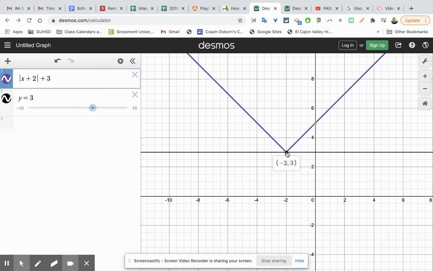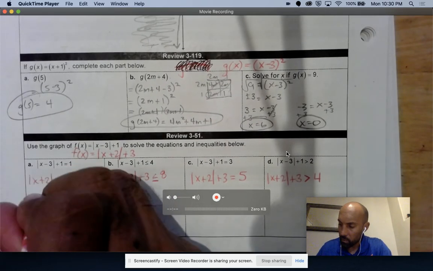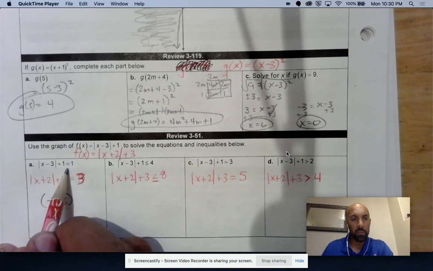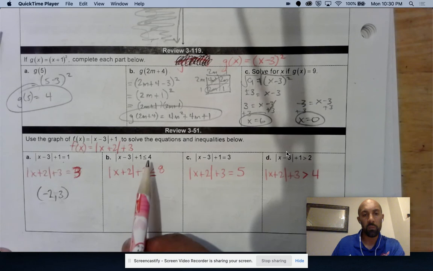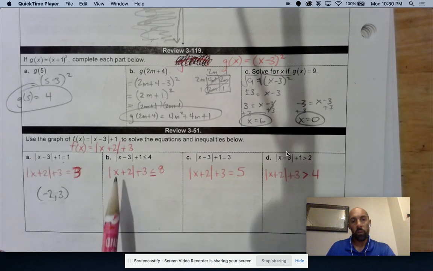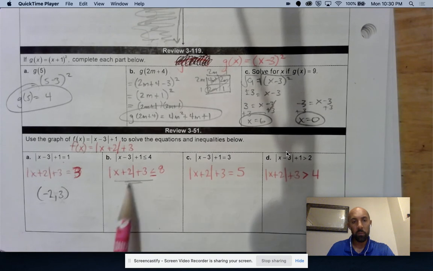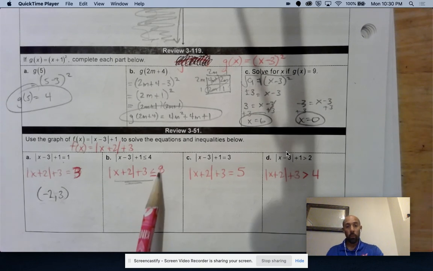Right there at negative 2 and 3. So that's my solution for that one. Negative 2 and 3. And notice how it says equal, so I only get one solution here. But here, inequality means I'm going to have a range of solutions. So now this is saying, when will this function, the absolute value of x plus 2 plus 3, be less than or equal to 8?